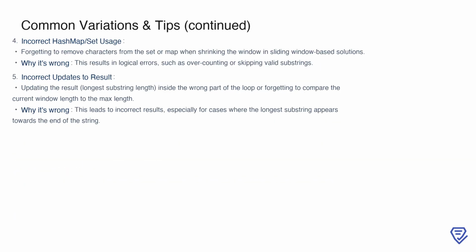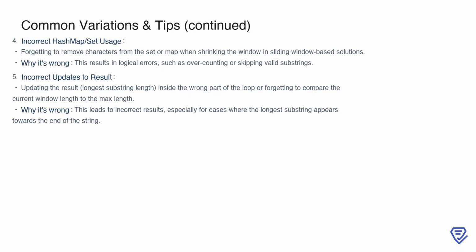Another common issue involves incorrect usage of data structures like hash maps or sets when implementing the sliding window technique. For instance, if you forget to remove characters from the set or map while shrinking the window, it causes logical errors. This might lead to overcounting or skipping valid substrings entirely.